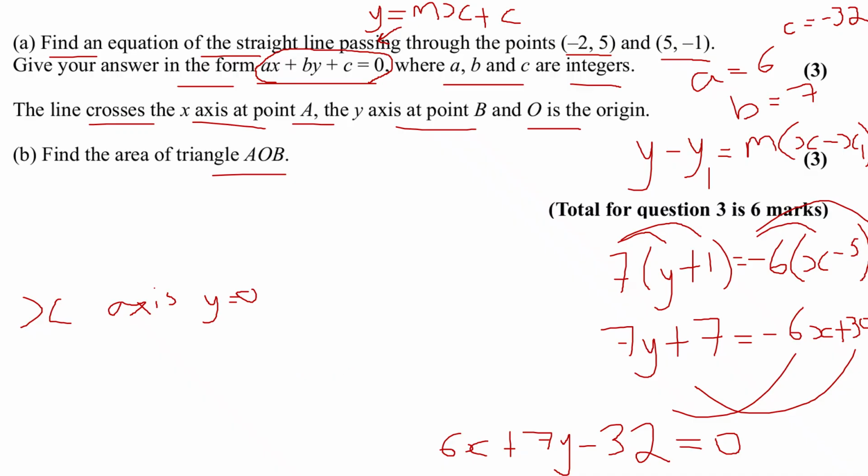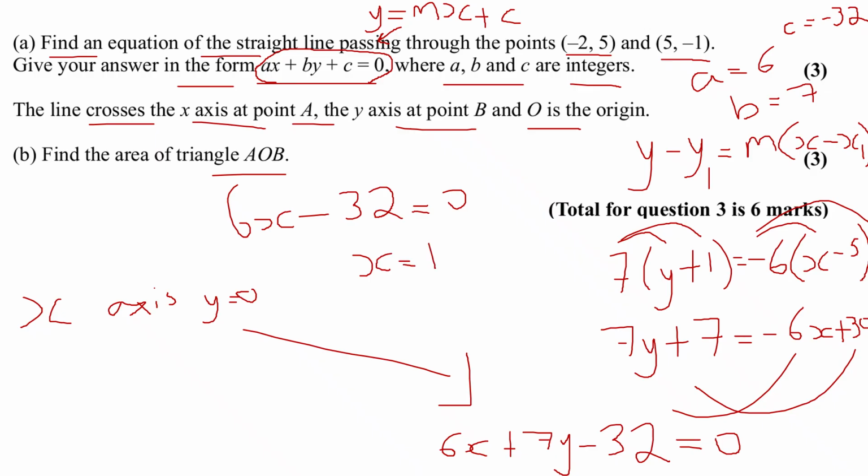So if y is 0, and I'm plugging it into this equation here, it becomes 6x minus 32 is equal to 0. Add 32 to both sides and then divide by 6. When you do that, you'll get x is 16 thirds for your x-intercept.